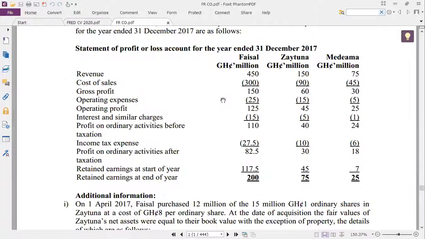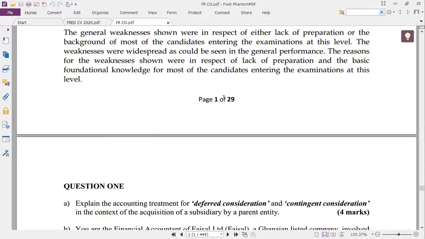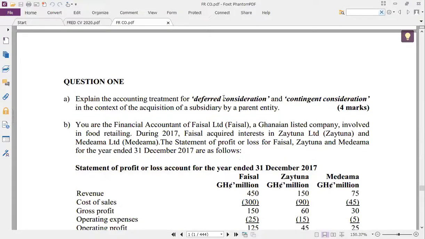Okay. So that is Fezo, Zatuna, and Mediama. Good. So required: explain accounting treatment for deferred consideration and contingent consideration, in the context of acquisition of a subsidiary by a parent. Okay. So that is it. So that's the trial.